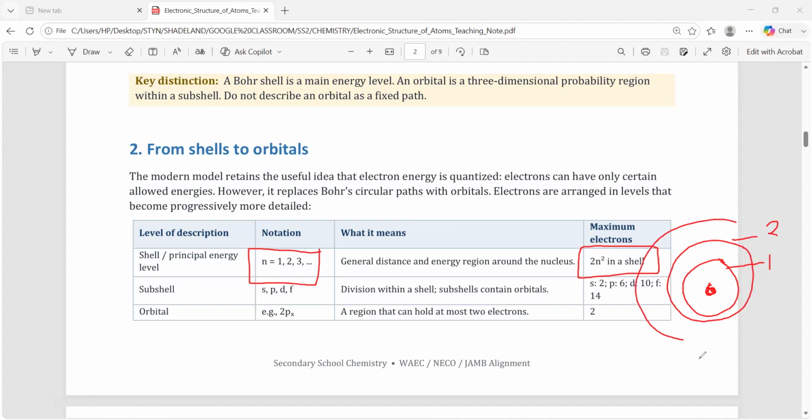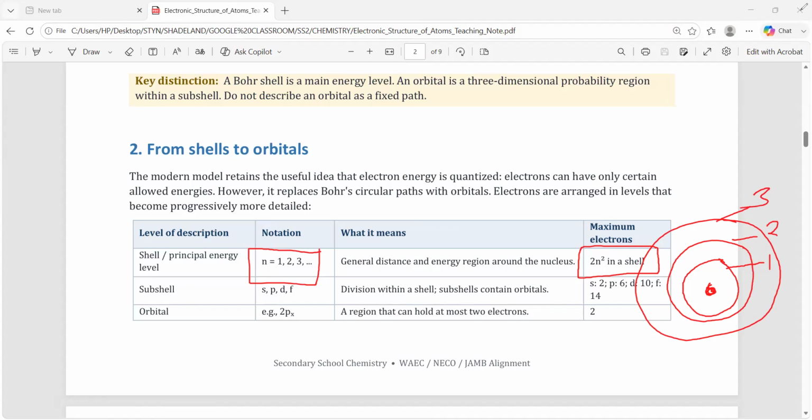For the third shell, n here is 3. Then 4, 5, 6, and so on and so forth. Are we together? The maximum number of electrons a shell can carry is given as 2n squared.